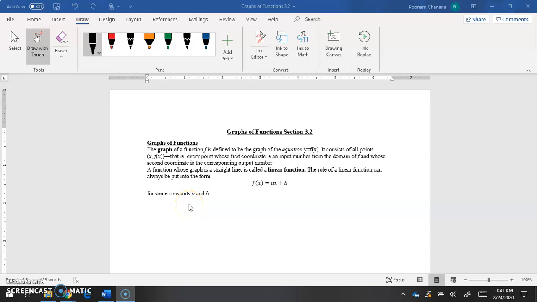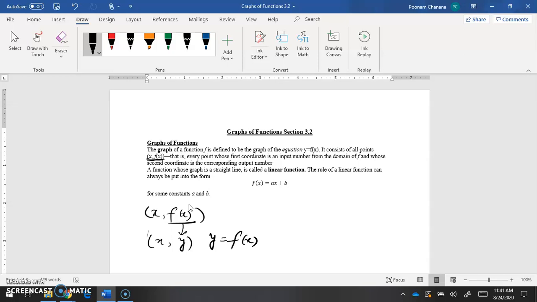So we are starting section 3.2 today. We have to define graphs of the function. The graph of a function is defined to be, for any equation, it consists of all the points of the format x comma f of x. So you see, when we say x comma f of x, this part is actually the y value. So all the points x and y, where y is equal to f of x.